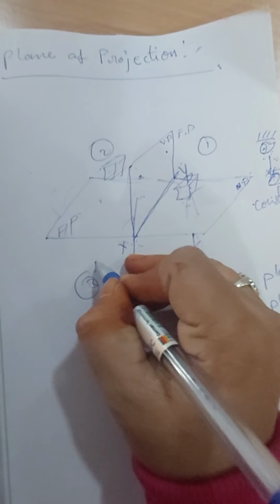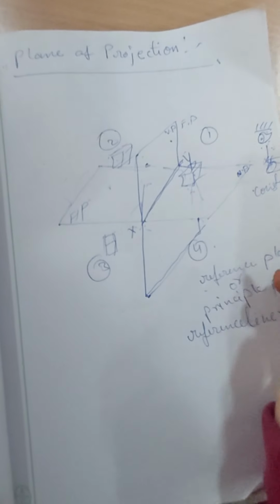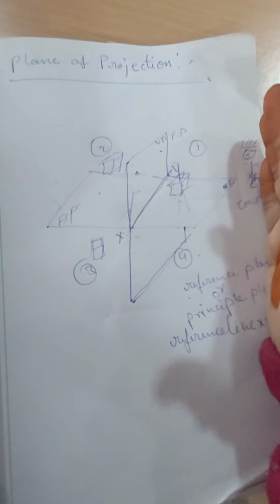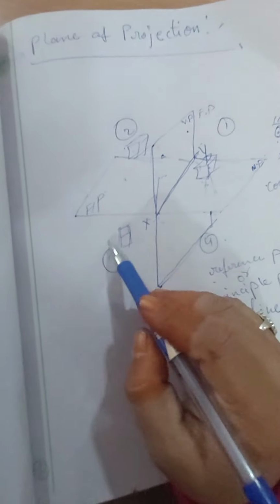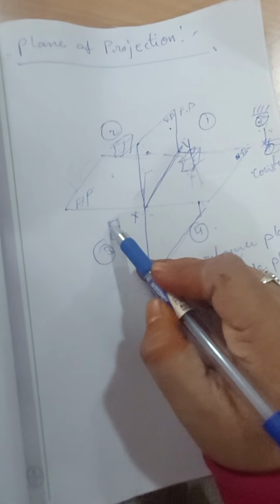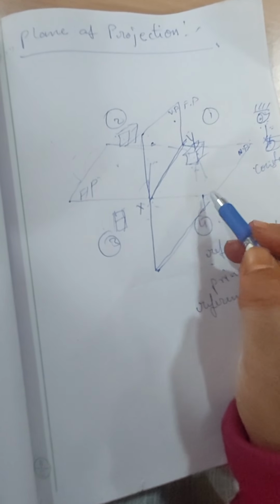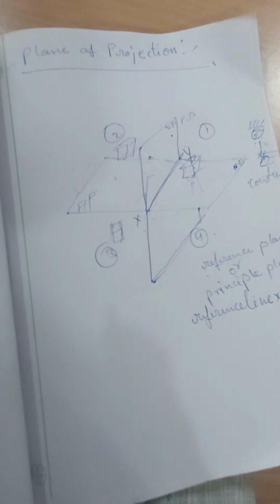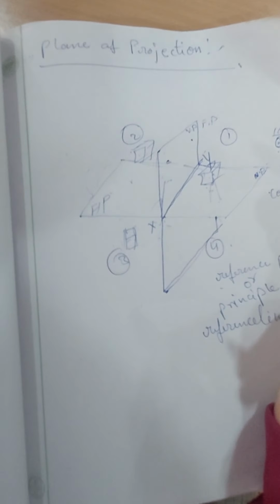If the object is placed in the third quadrant, here the position of the observer is constant, means from this point he is going to observe the object which is in the third quadrant, and the condition is defined: the object is below HP and behind VP. See here, in the third quadrant also the vertical plane, or the plane of projection, lies between the observer and object, but here the object is placed below the horizontal plane and behind the vertical plane.